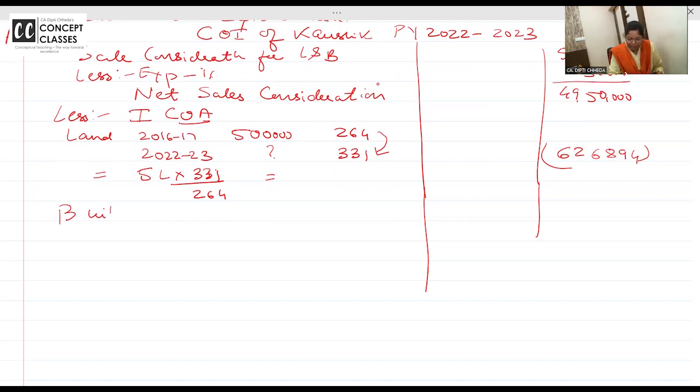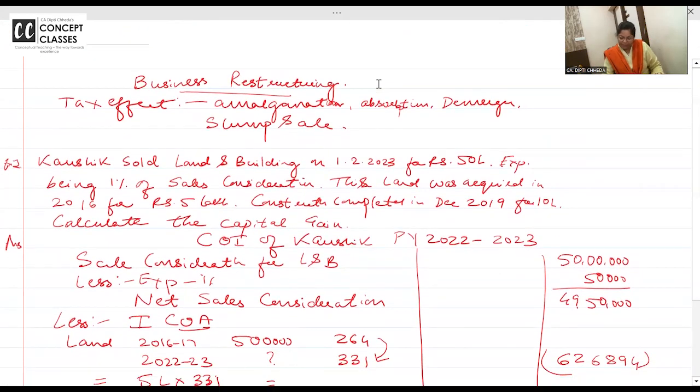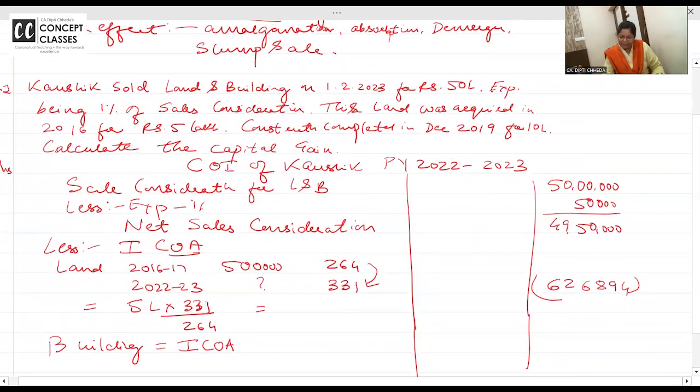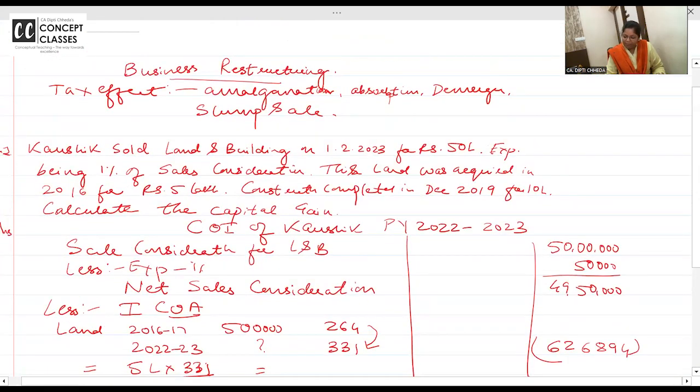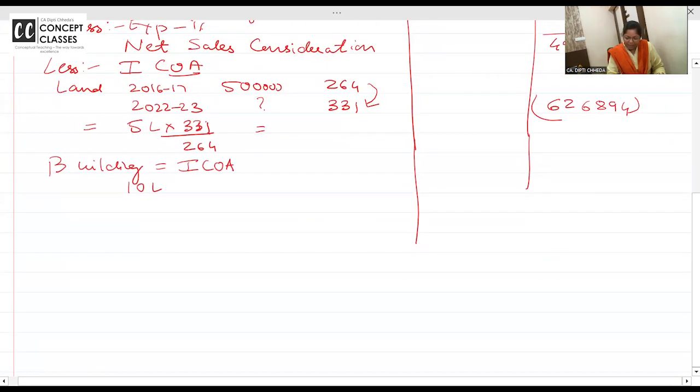5 lakh into 331. So this is coming to how much? 6,26,894. Okay, rounding off, do it carefully. Thank you so much for the calculation. Now we are doing it with the building. So for building also, we'll take the indexed cost of acquisition. For how much did you acquire the building? The construction was completed for 10 lakhs in December 2019.